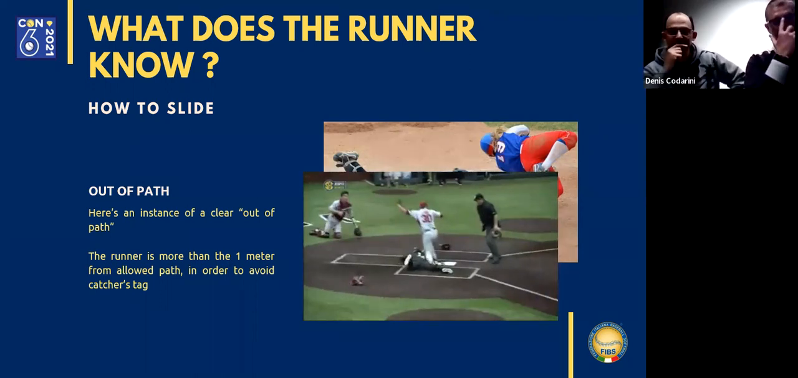This example shows a base runner trying to score but also trying to avoid being tagged out. This is clearly off the bases, despite being baseball rather than softball, which we are speaking about.